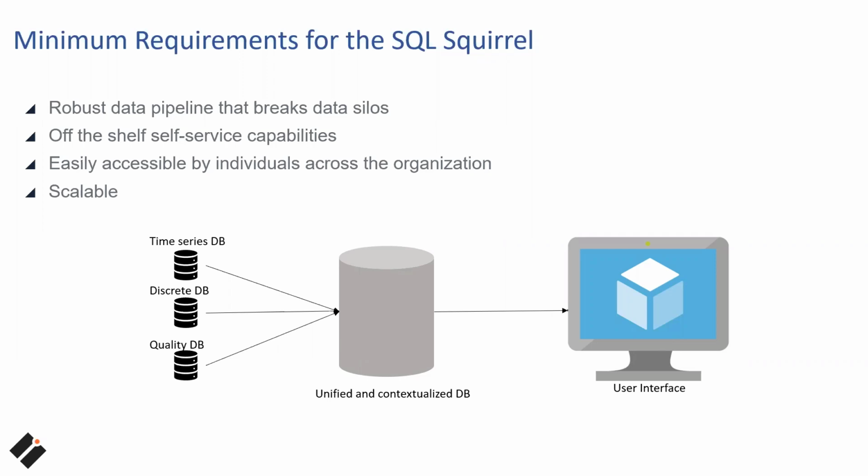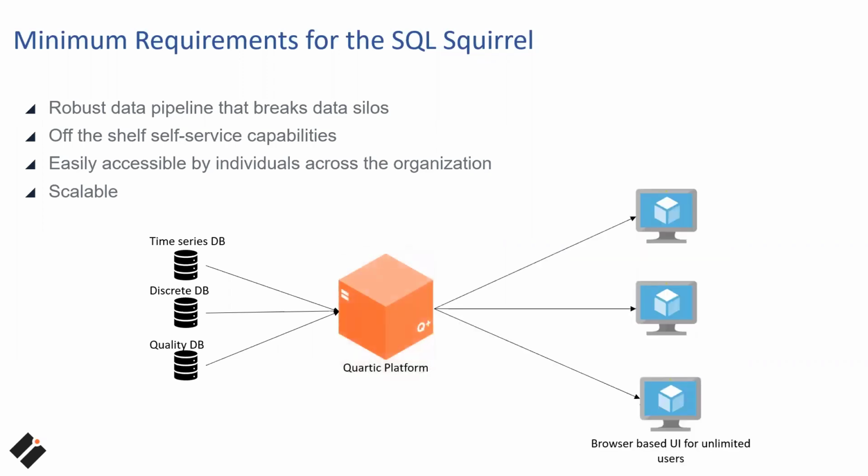Second, this data pipeline needed to feed a solution with off-the-shelf self-service capabilities, as shown on the right. Users no longer wanted to build their own reports and struggle with migrating that data into those Power BI solutions. Third, the solution had to be easy to access and browser-based to avoid extra load on existing infrastructure. And finally, it had to be scalable. The computing resources in the cloud needed elastic scale capability. As the SQL Squirrel is starting out, they did not know what a full rollout would look like, but they wanted to be able to bring on more sites in the future.